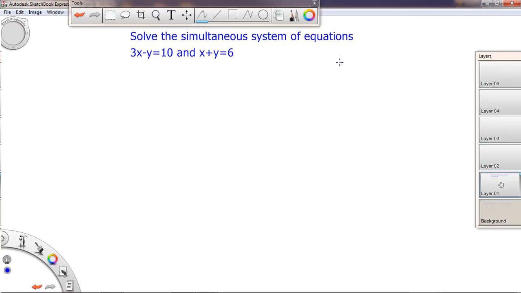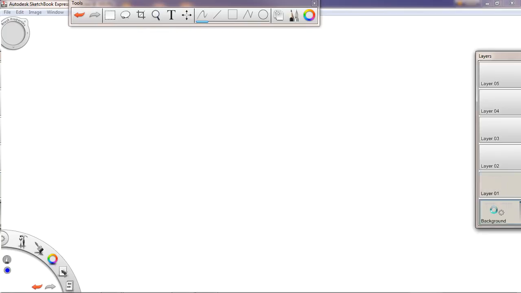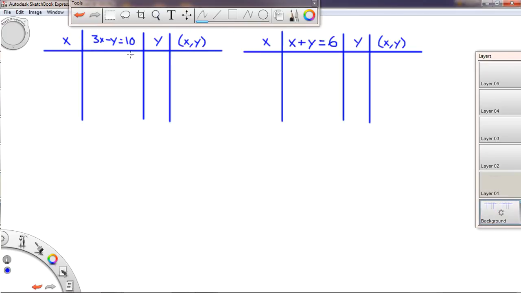All right, and the way we learned to do that was by graphing each one of these lines. So let's go ahead and do that. Got my table set up here. I'm going to plug in 0 for x. That'll give me 3 times 0 minus y equals 10. So negative y is equal to 10, which makes y negative 10. And that's our first point, 0, negative 10.